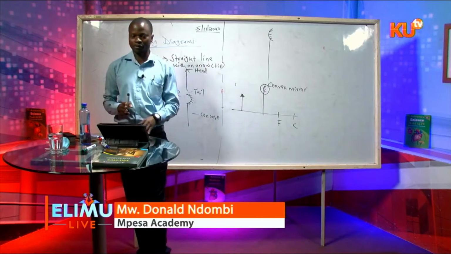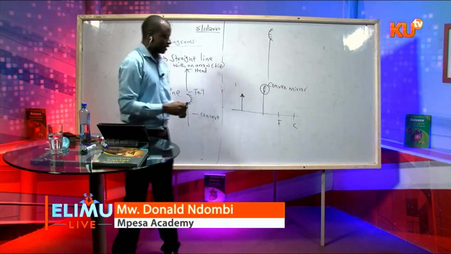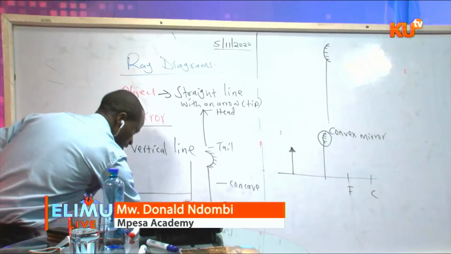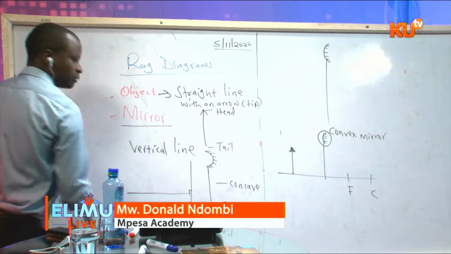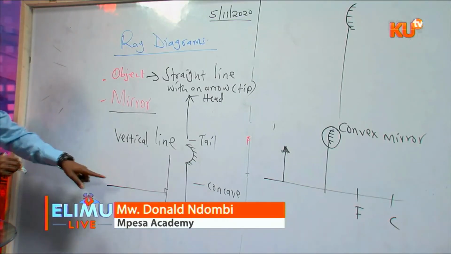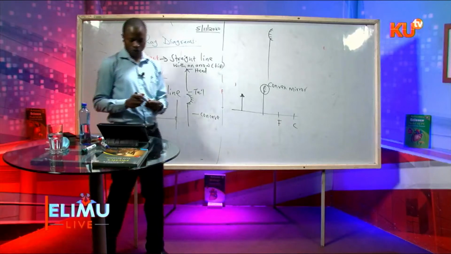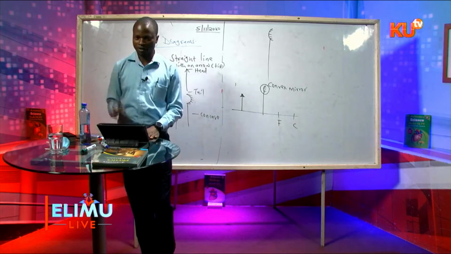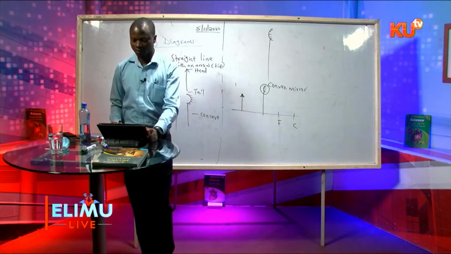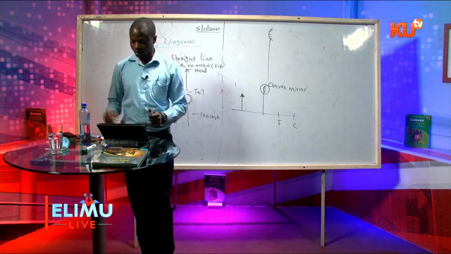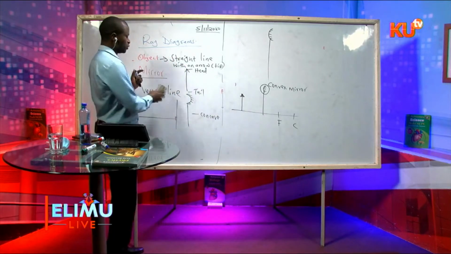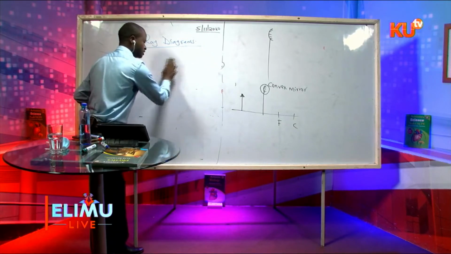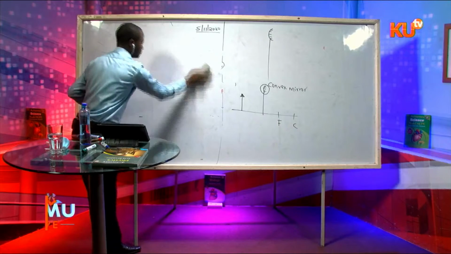So the mirror line is always represented by a vertical line. Then this horizontal line, meeting the mirror at 90 degrees, represents the principal axis. So you need to know all those things. Which one is the object? Which one is the mirror? Which one is the type of mirror? Where do you place the object? Then the image. To locate the image, you use any of these three rays. This one never forget. If you forget this, you will never draw even a single ray diagram.